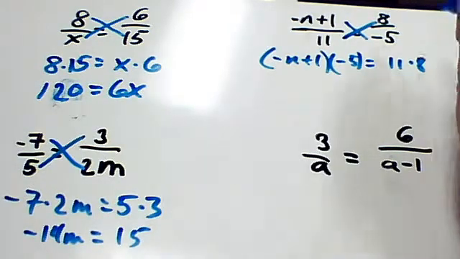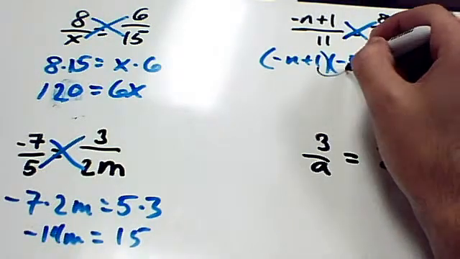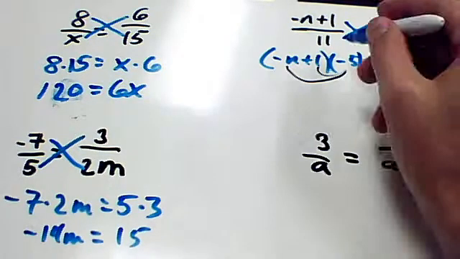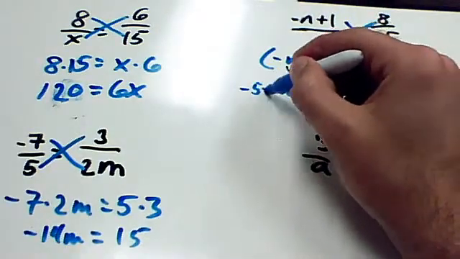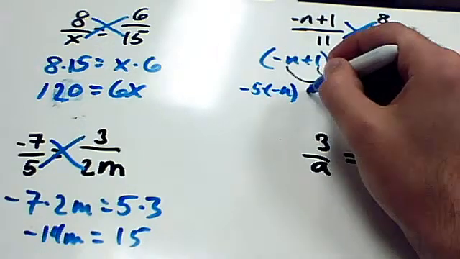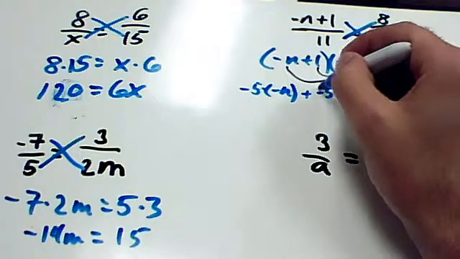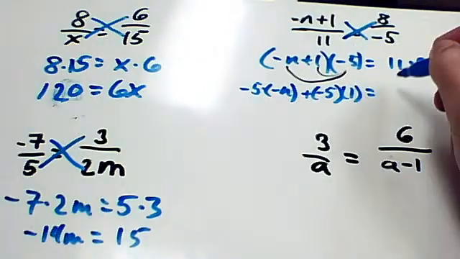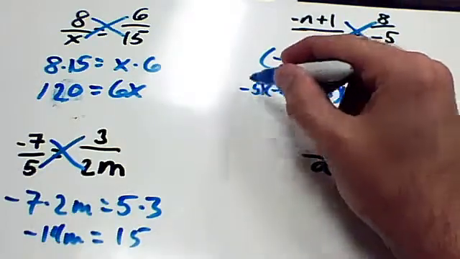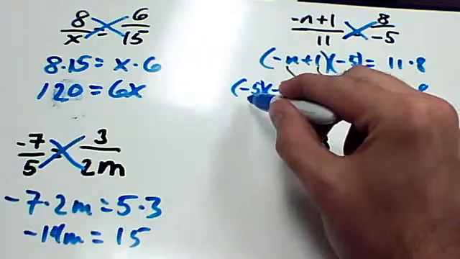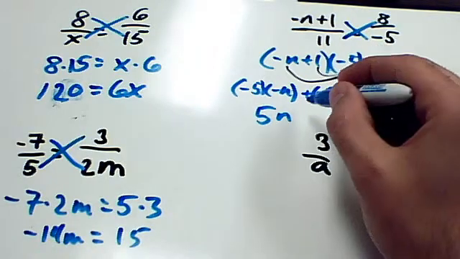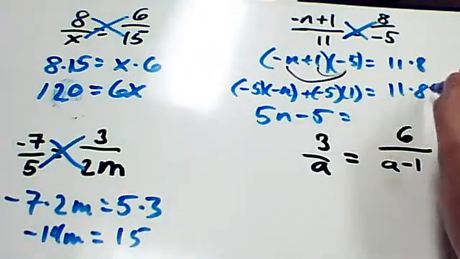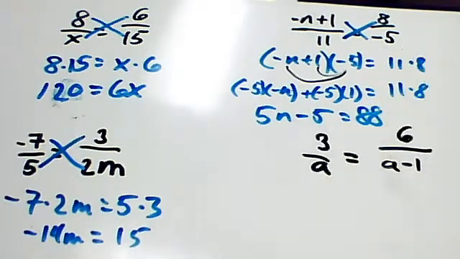And if you simplify that, we have a distribution here, so we're going to distribute through, and we would end up getting, well, let's see, negative 5 times negative n plus a negative 5 times 1 is equal to 11 times 8. Okay, and so that would then make, well, negative times negative is a positive, so 5n. Negative times positive makes a negative, minus 5 is equal to 11 times 8, which is 88. And then you could solve from there.